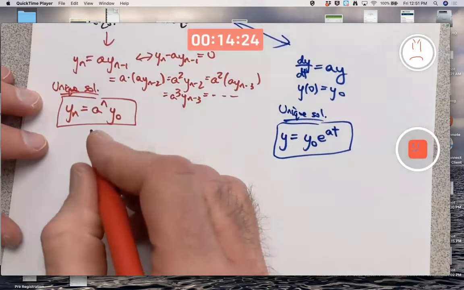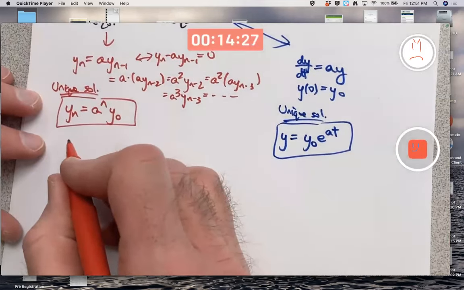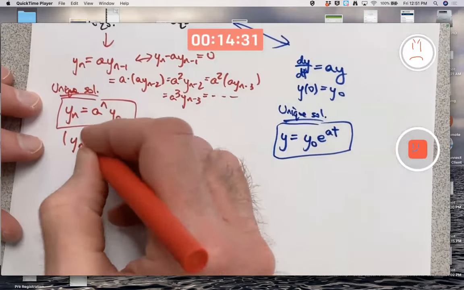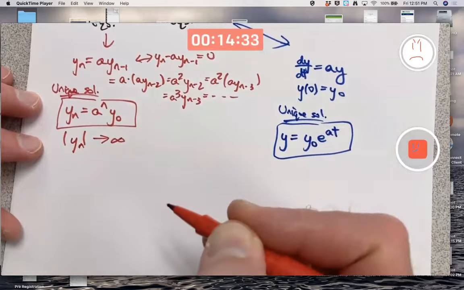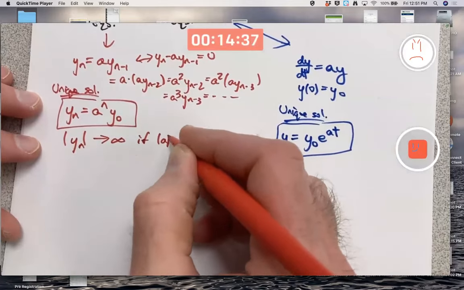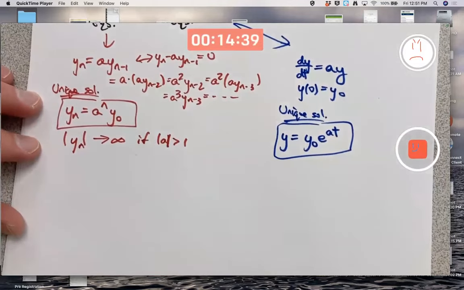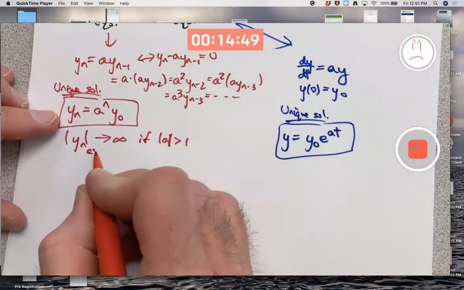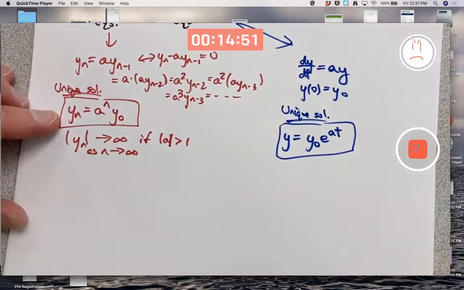In this case, you could say y sub n, at least in absolute value, goes to infinity if the absolute value of a is bigger than 1, right? If a were 2, for example, 2 to the n goes to infinity, 3 to the n goes to infinity, even 1.001 to the n goes to infinity as n goes to infinity.